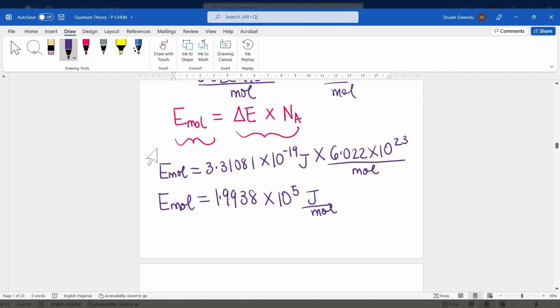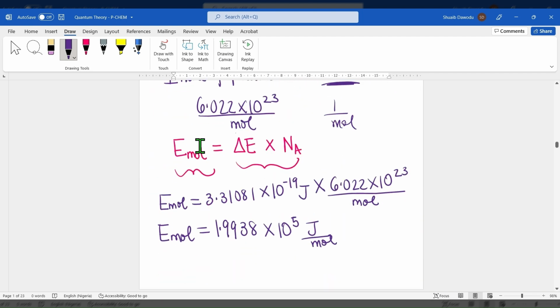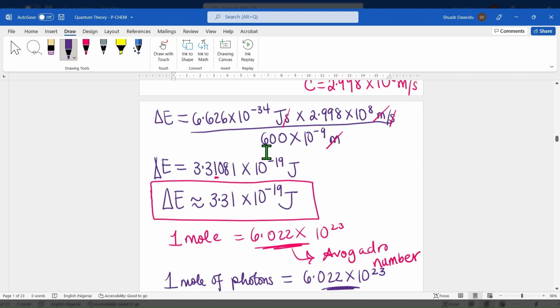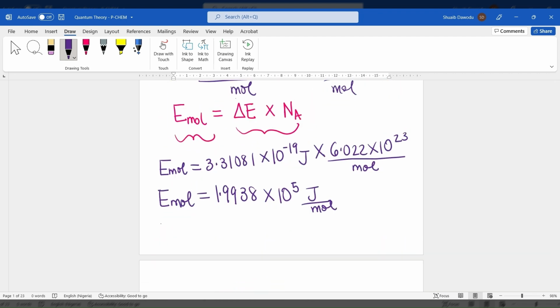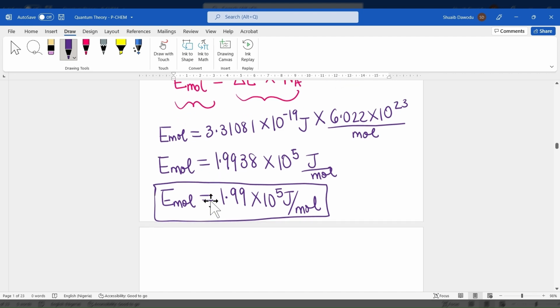But let's not forget, we are beautiful scientists, so we want to make sure our work is as accurate as possible. We have to remember that the lowest number of sig figs is going to be 3 sig figs, since our initial question was in 3 sig figs anyways. So the energy per mole is equal to 1.99 times 10 raised to the power of 5 joule per mole. So this is basically the answer to this first one, which is the 600 nanometer.